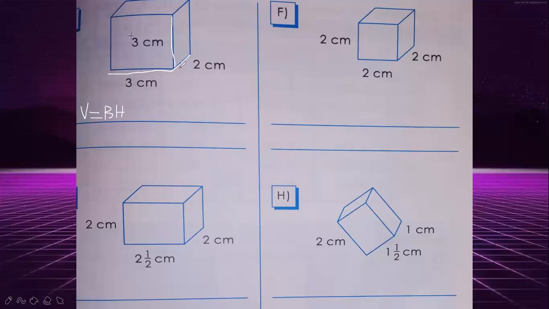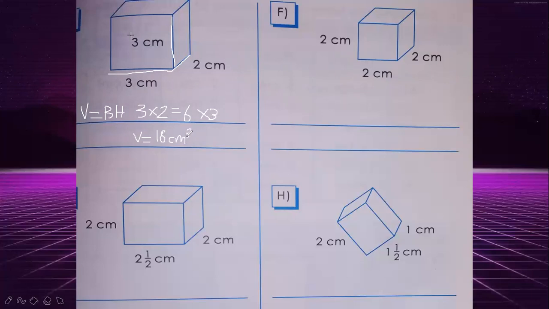Base consists of length and width. So it's 3 times 2, which is equal to 6. Now, this is our base. 6 is our base. All we have to do is multiply by height, which is 3. So it's 6 times 3. Let me write here our answer. Volume is equal to 6 times 3. 6, 12, 18. Our answer is 18 centimeter cube.